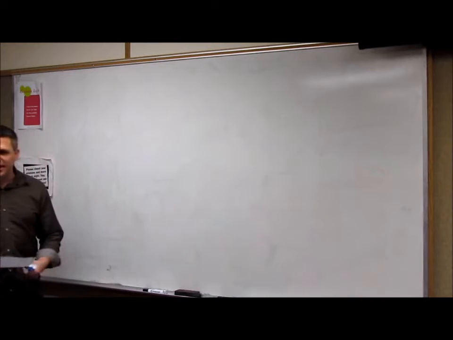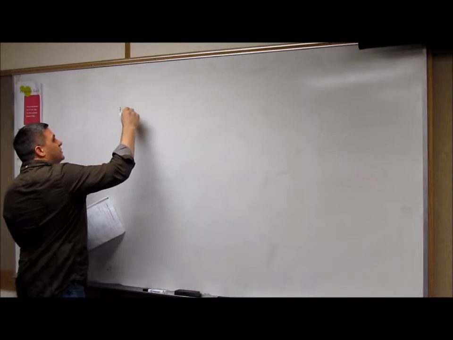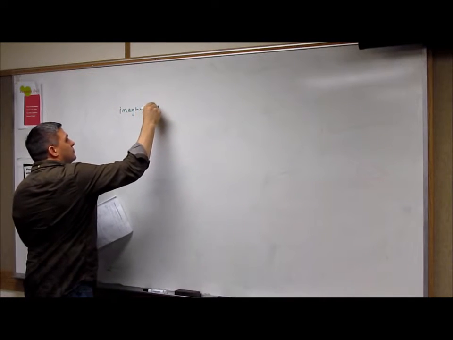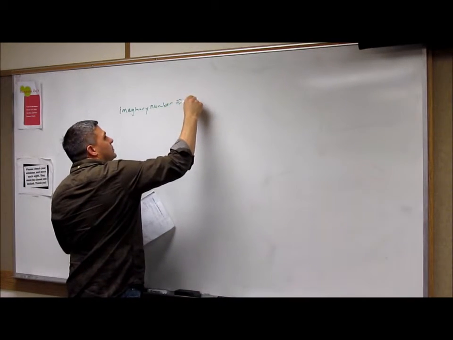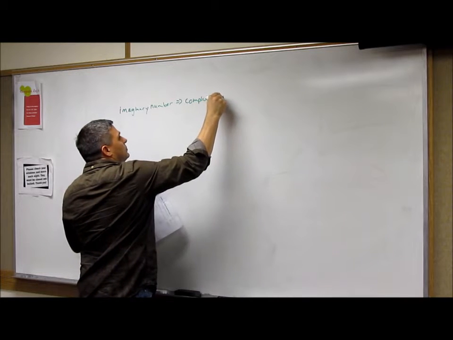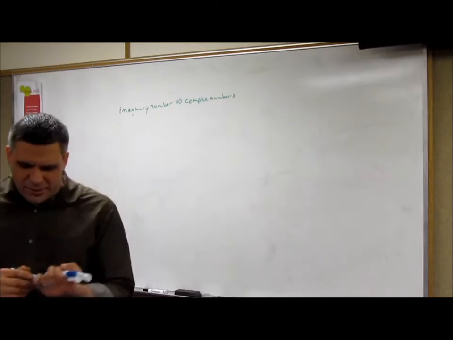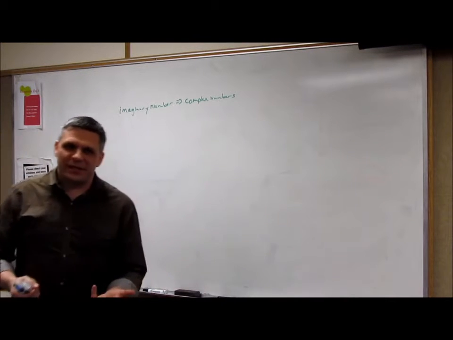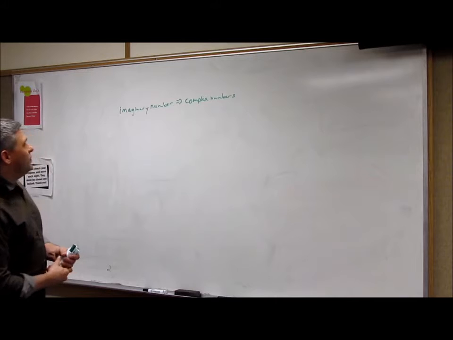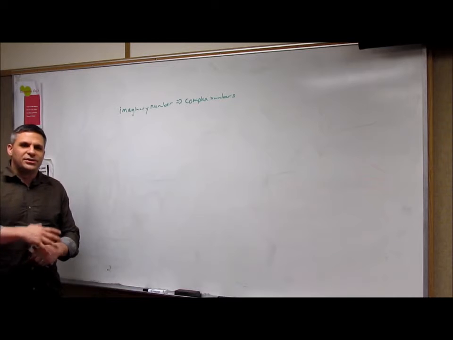All right, imaginary numbers, also called complex numbers. It's really simple. They're not imaginary like a unicorn or anything like that, but they're imaginary in the sense that they're not in the real realm of numbers. They're a whole other set of numbers.